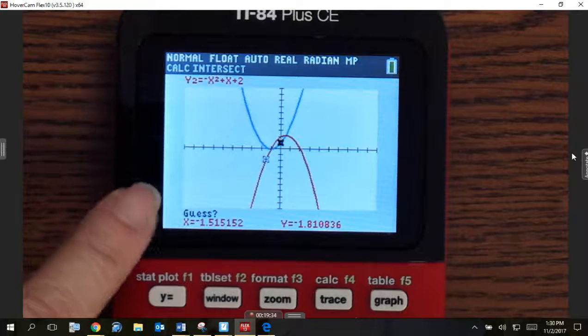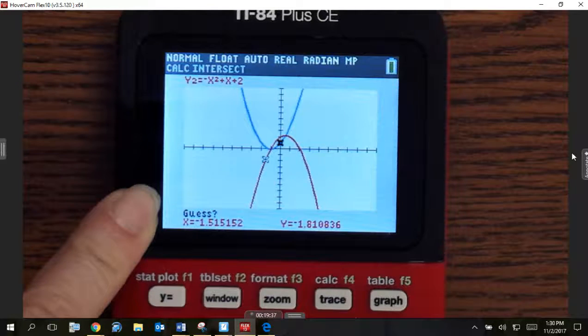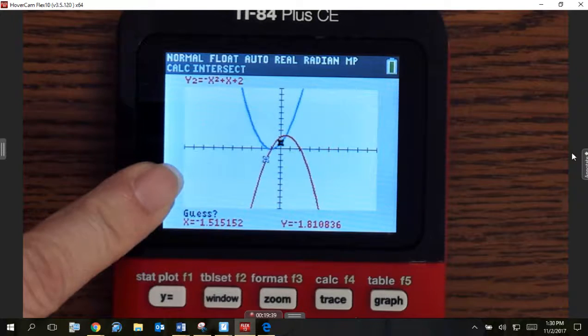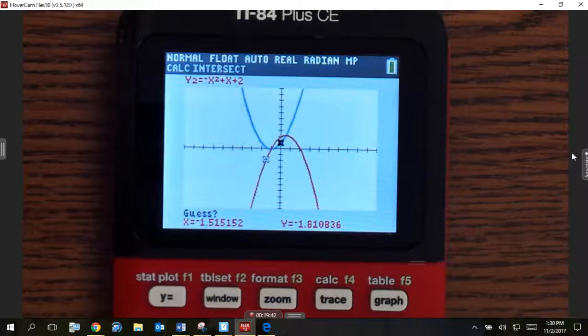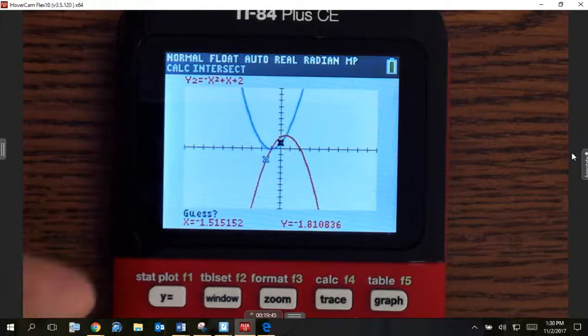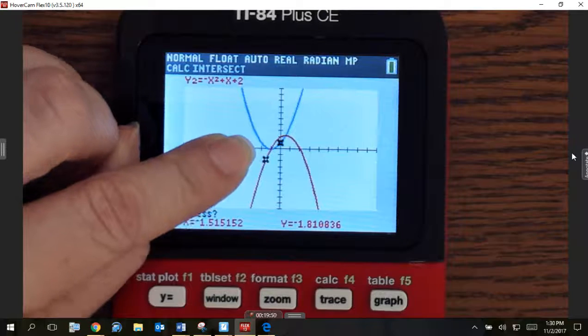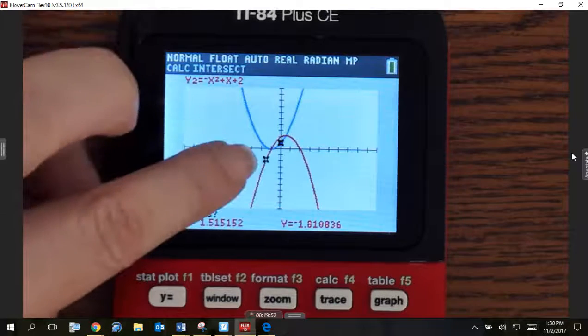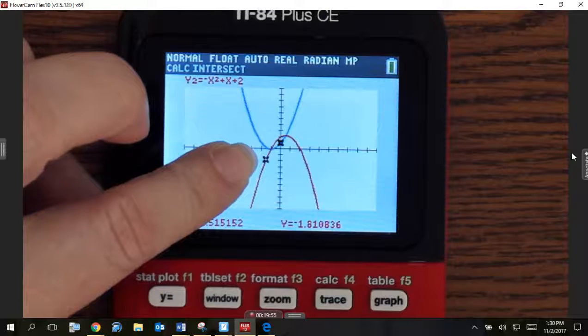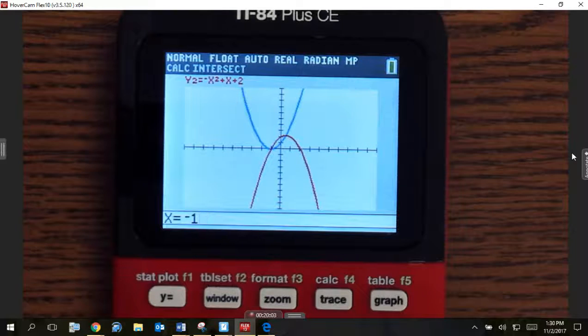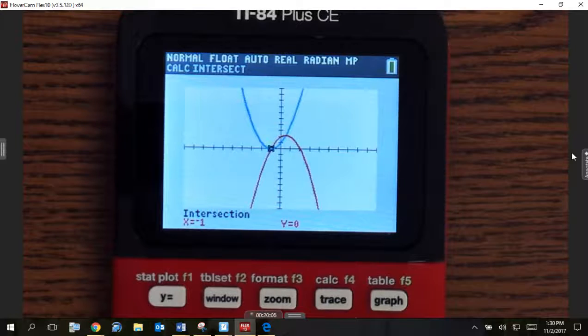Now this is the important part, so continue to listen. When it says guess, you have to tell it which intersection you're trying to find. And you're going to type in the X value that is closest to that intersection. So I'm going to find the one on the left first, which we've already found. I'm going to choose what X value? About negative 1. Okay, so type in negative 1 and enter. If you've done all that, at the bottom it'll say intersection, and it'll tell you the real place that the intersection is.